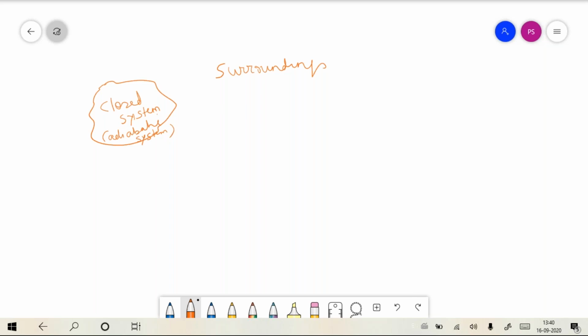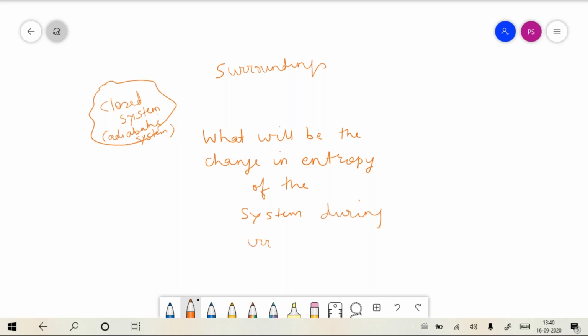So my question is, what will be the change in entropy of the system if the system undergoes an irreversible process? Anybody can answer this? It is a closed system.